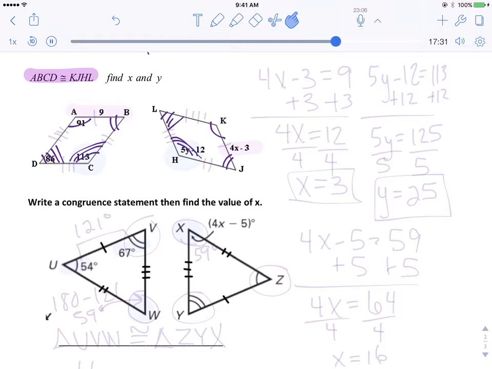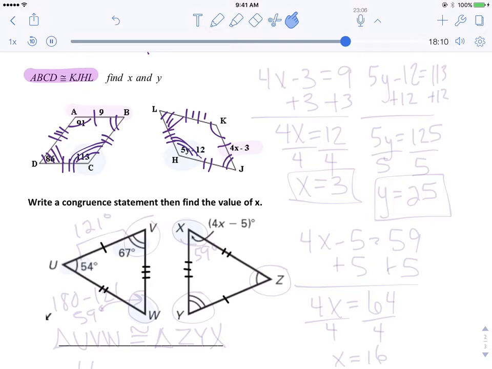Our corresponding sides then, AB is congruent to KJ. And again, that's kind of counterintuitive. One of them has been turned on its side. That's okay. That's why it's so important that we look at the letters and not just looking at the picture. Then BC is going to be congruent to JH. CD is congruent to HL. And then the last one would be DA congruent to LK.